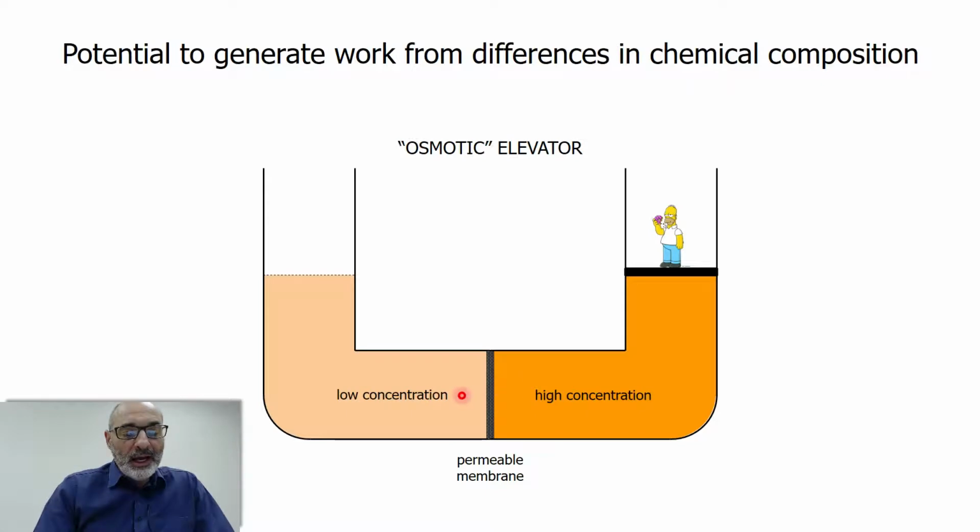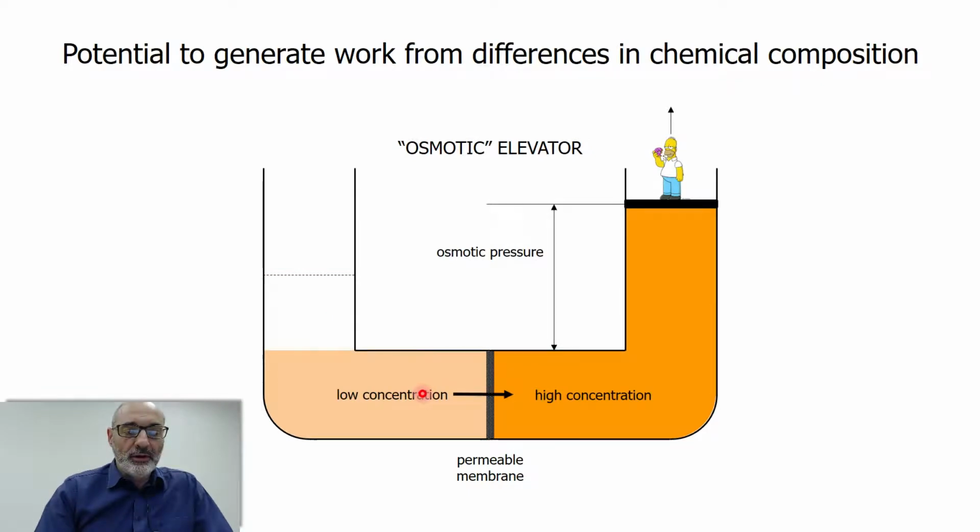If we put this in contact through a permeable membrane, what's going to happen? Pure water is going to flow through this membrane in order to equilibrate the concentration here. So when this happens, what's going to happen? Well, you're going to have a force pushing Homer Simpson upwards, and this will go on until things equilibrate here.